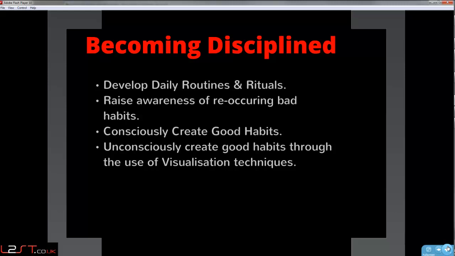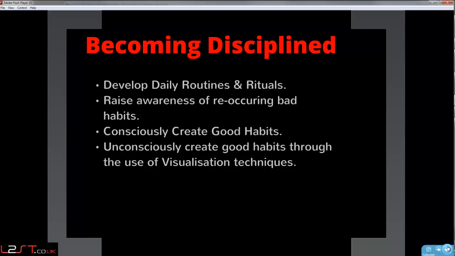It becomes a routine. That's what a ritual is. It's a part of your routine, but it's something that you do day in, day out, or at least consistently, and it becomes a part of your daily routine. So I have my routines, I have my rituals. My days are pre-planned, and I try to stick to the same schedule pretty much every day.